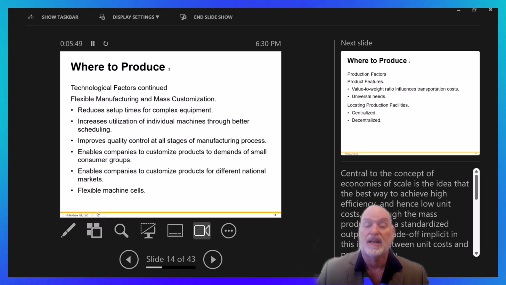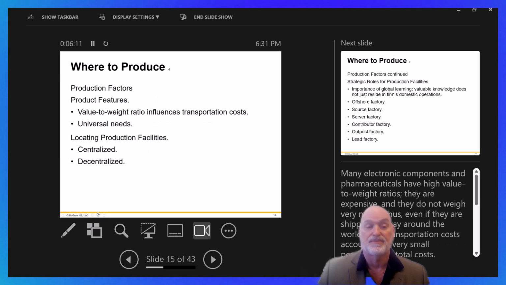It reduces setup times for complex equipment and increases utilization of individual machines through better scheduling. Improves quality control at all stages of the manufacturing process. Enables companies to customize products to the demands of small consumer groups, and also enables companies to customize products for different national markets. Flexible machine cells.